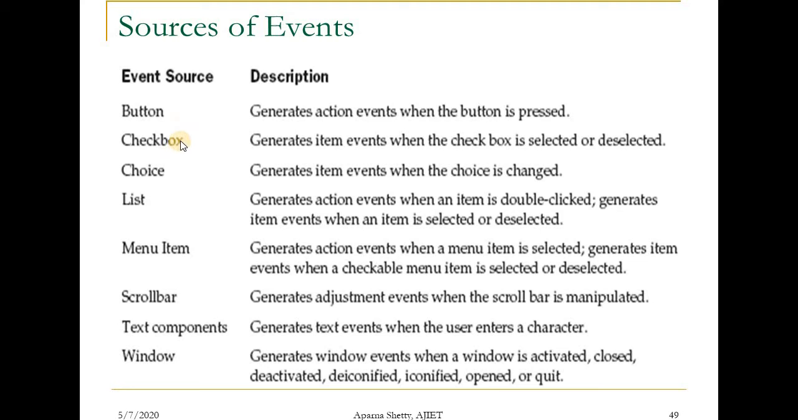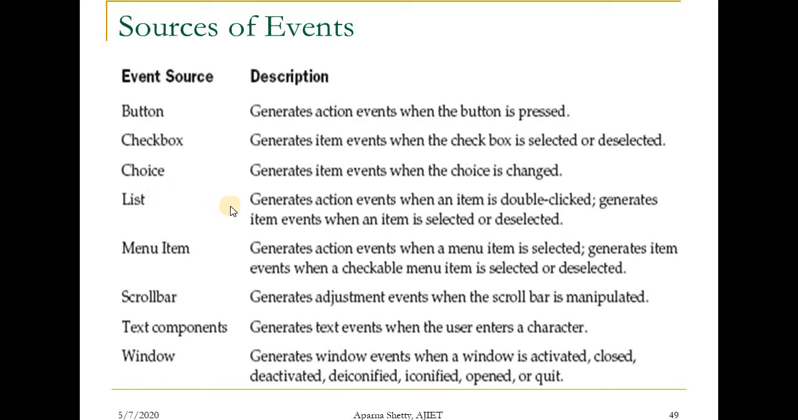Next is checkbox. Checkbox generates item events. It generates an item event when the checkbox is selected or deselected. So if we select or deselect a checkbox, an item event is generated. Next is choice. It generates an item event when the choice is changed. So in the web page, if you change some choice, an item event is generated.